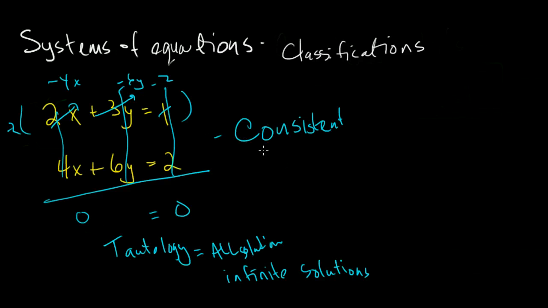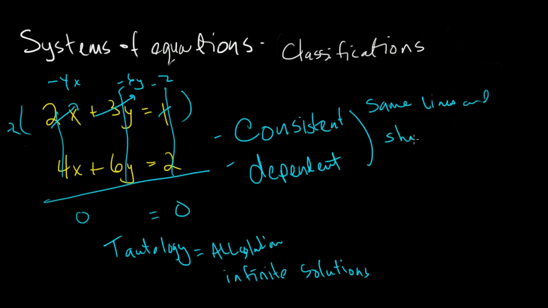So it is consistent, but because they are the same line, if I were to graph this on a coordinate plane and graph the other line on a coordinate plane, they would be the same line. That means that they are dependent. So a system that is consistent and dependent has the same lines and shares infinitely many solutions.